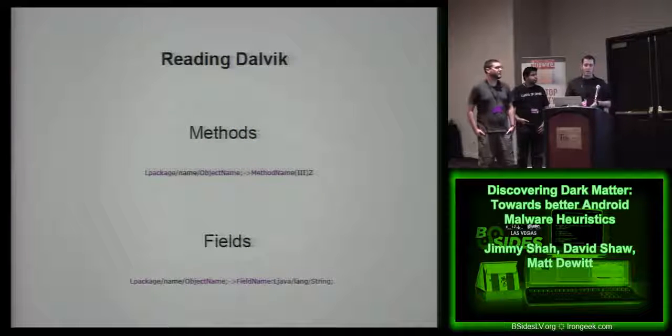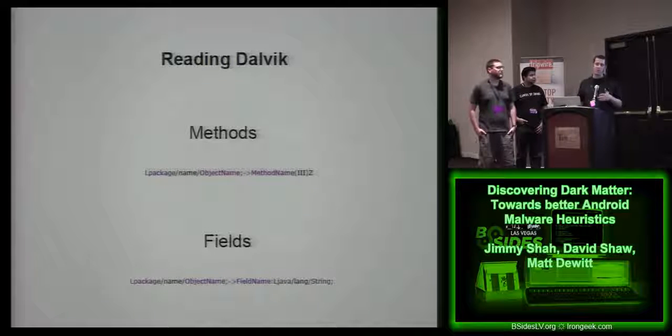So, reading Java, as I said, we're going to talk about methods. Here's the package name, the object name, and then the method name. As you'll see here, there are 3 I's. What do those mean? Those mean attributes. For each method name, there's going to be a certain number of attributes associated with it. And then there will, of course, be some type of value at the end.